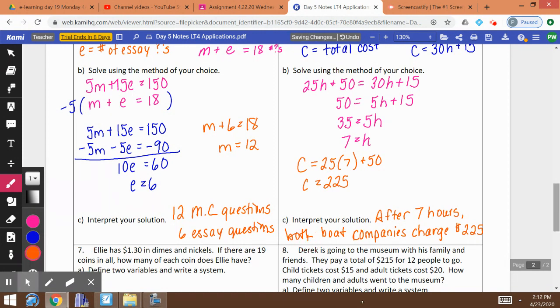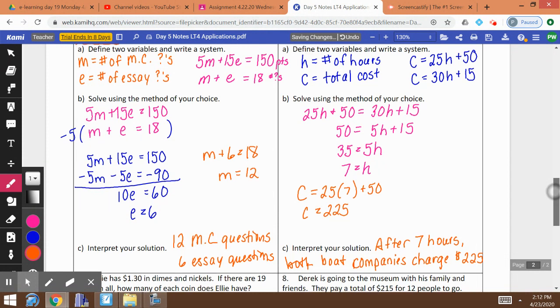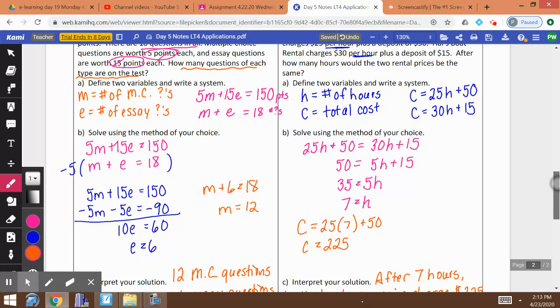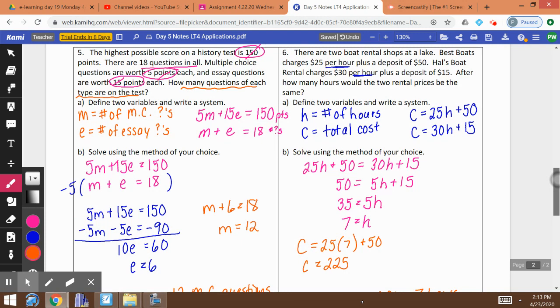So my question, back to that beginning question, which boat company would you choose? Well, it would depend on how many hours you're going to go out on this boat. If you are going out less than 7 hours, think about which company you'd want to choose, which would charge the least amount. I think you would want to have the least amount that you would pay for it. So if it were less than 7 hours, you would want to go with Best Boats. Again, it charges a smaller amount per hour, a bigger initial deposit, but a smaller amount per hour there.